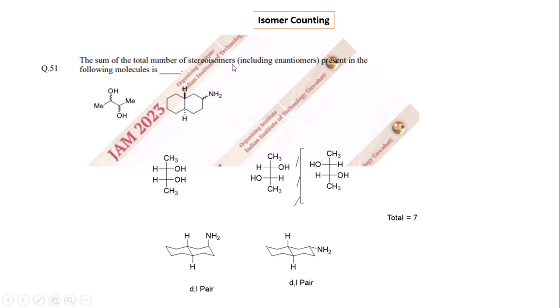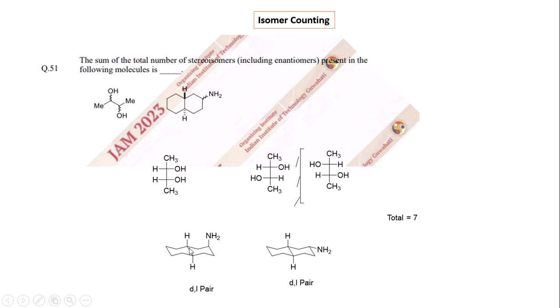Find the sum of the total number of stereoisomers present in the following molecules. This is butane-1,2-diol, where the two OH groups are either on the same side or on opposite sides. This is the erythro isomer and this is the threo isomer. The threo isomer is optically active and the erythro isomer is optically inactive. The threo isomer being optically active means two isomers, that is the DL pair.